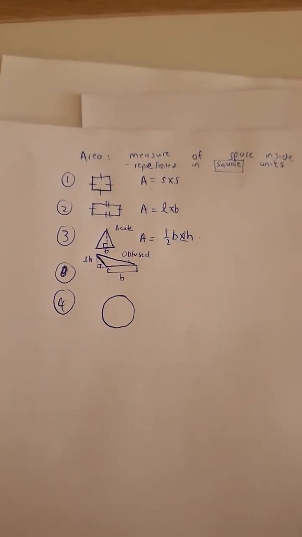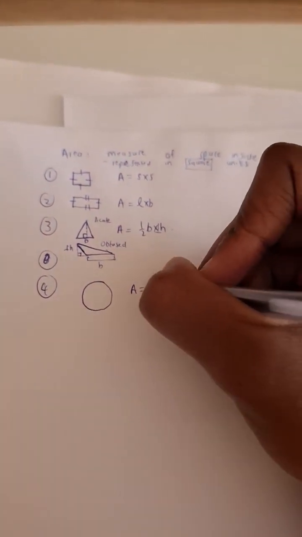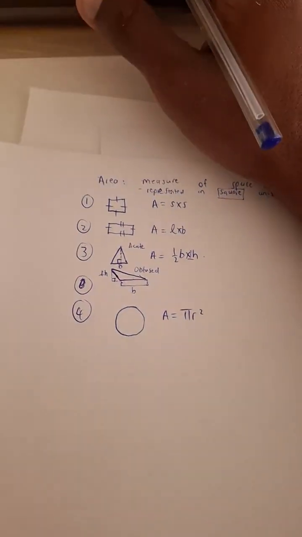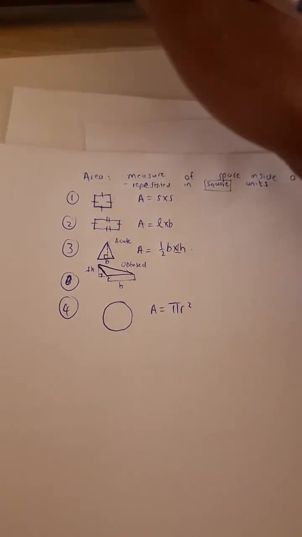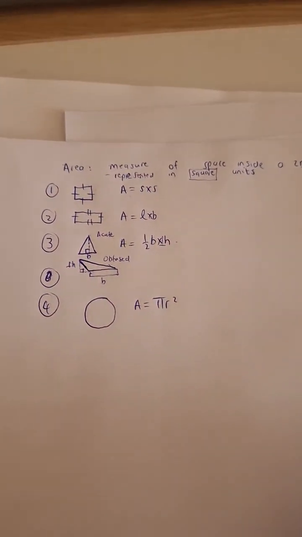Circle. All right, area of a circle is equal to pi r squared. Okay, pi r squared.